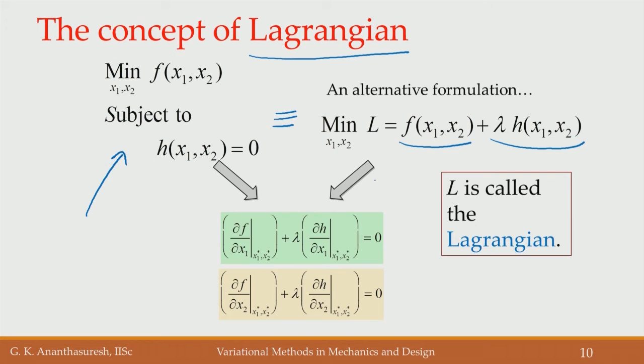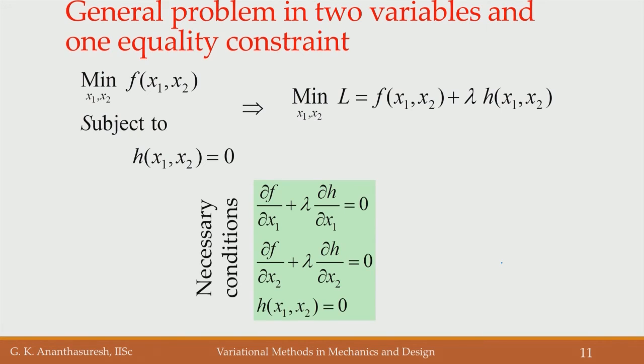If you were to write the necessary conditions for this problem, you would get exactly the same equations. The Lagrangian derivative with respect to x1 is ∂f/∂x1 plus lambda times ∂h/∂x1, and the same thing with the second equation also. So, we arrived at these equations in this way. Now, we are saying that we can also arrive at it in a different way, using the concept of the Lagrangian. And these are the necessary conditions.